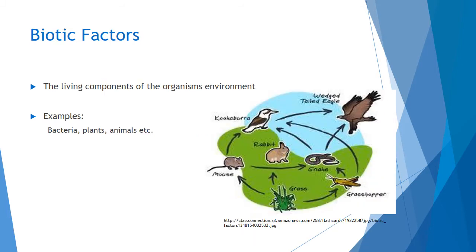Biotic factors in an environment are going to be the living aspects of the environment. This is going to include the organisms that live within the ecosystem, that make up the ecosystem. So we're talking about not only plants and animals, but also bacteria. We're talking about single cellular organisms, as well as very complex organisms like you and me. So these are all going to be biotic factors, or the living components of the environment.